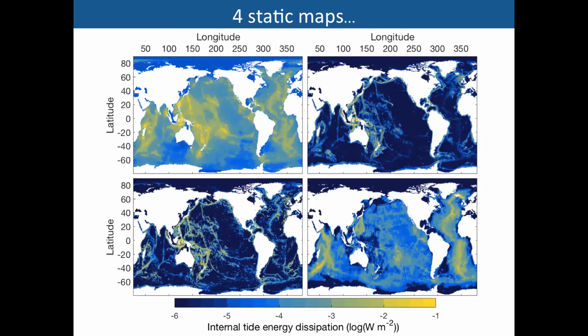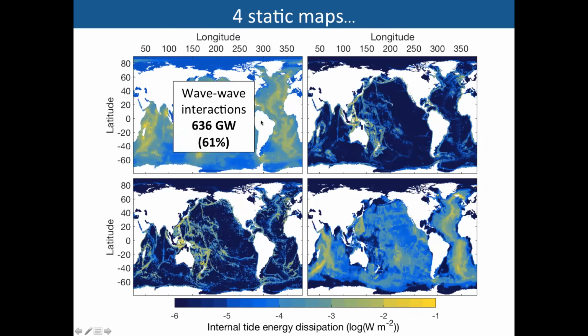So this is the result of this method. Basically, we obtain these 4 static 2D maps of depth integrated dissipation. This is shown in log scale here. So the 4 maps have very different patterns and energy levels. You have fairly strong and fairly distributed mixing at the top left. This is wave-wave interactions, about 60% of the energy.